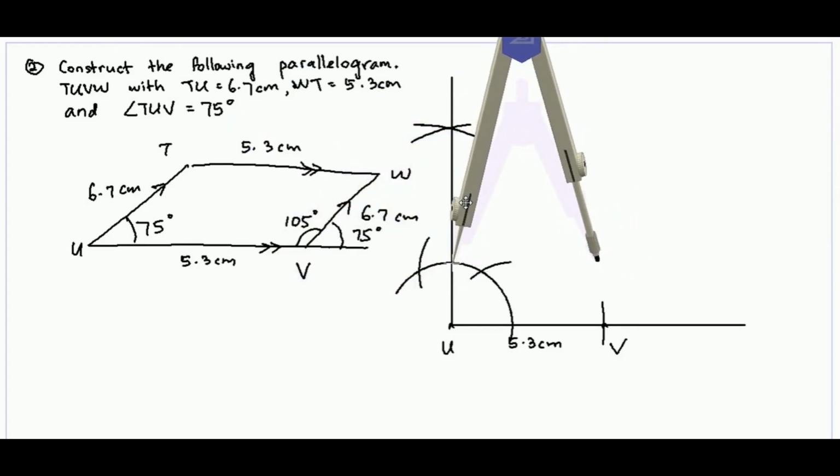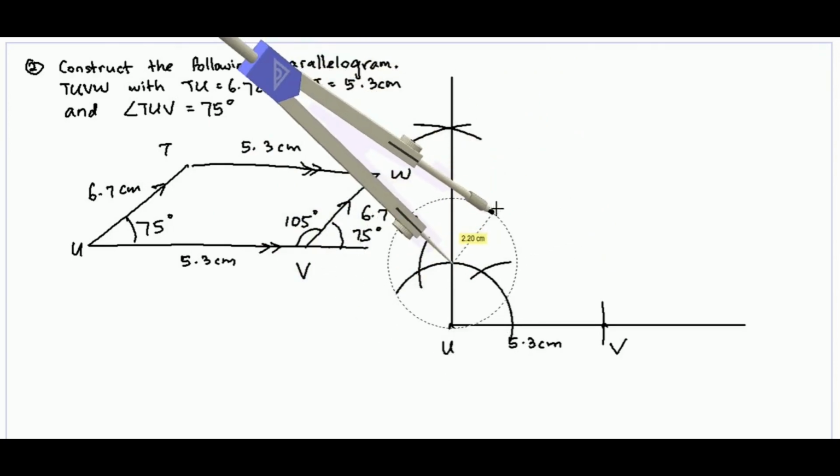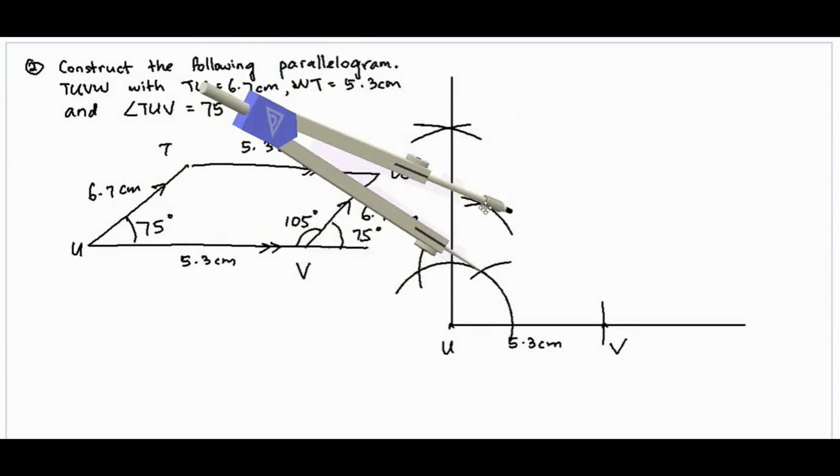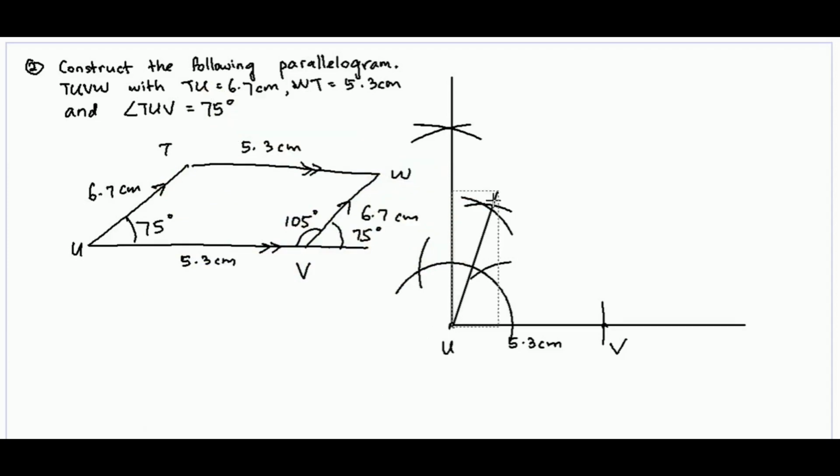Okay, make a bisector of this angle. Move over here. Bisector. Connect these two lines together. Here is 60 plus 15. You will get 75, correct?